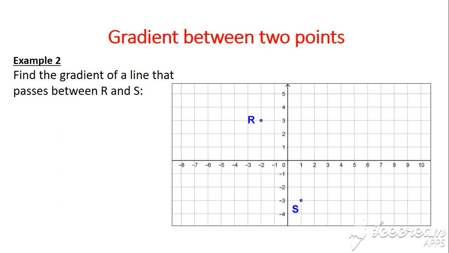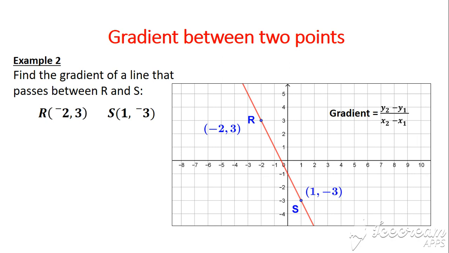Okay, example 2. Find the gradient of a line that passes between points R and S. So R is 2 to the left and 3 up. So we write this as negative 2, 3. And point S is 1 to the right and 3 down. So we write this as 1, negative 3. And we're going to figure out the gradient between these points.